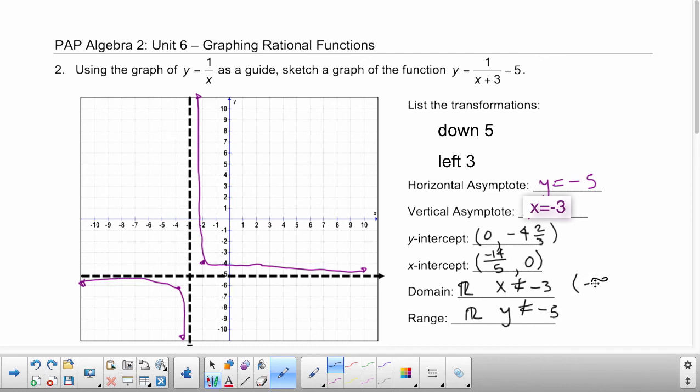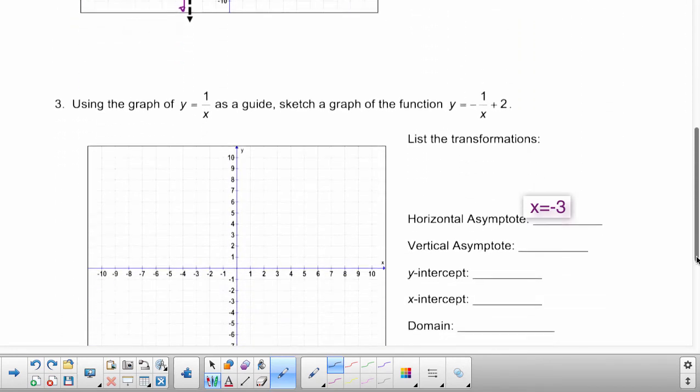In our alternative notation, if you prefer, this is also correct. -5, infinity.